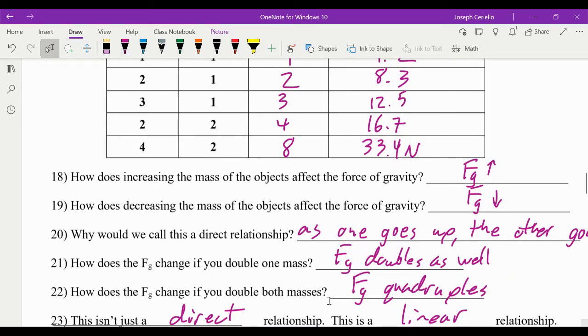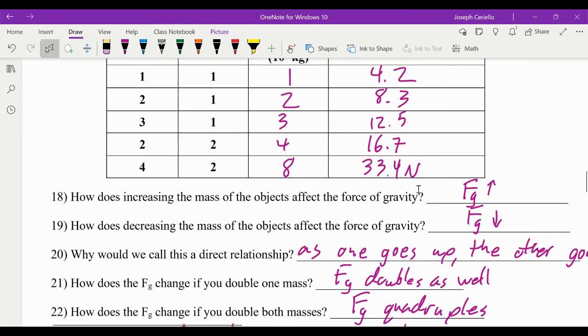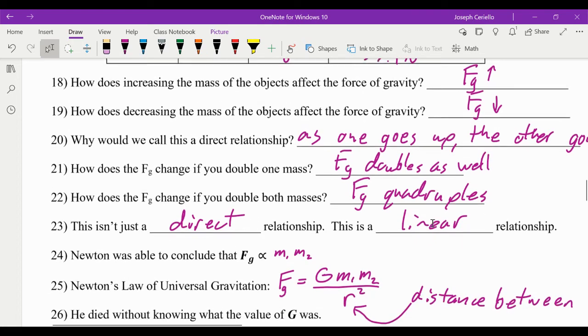Well, what if you double both masses? Well, that would be an example like if I go from this first row here to this row here. We went from 1 to 2 and from 1 to 2. Well, let's see, 16.7 compared to 4.2, it quadrupled. Okay, so when we double each mass, the force of gravity quadruples.